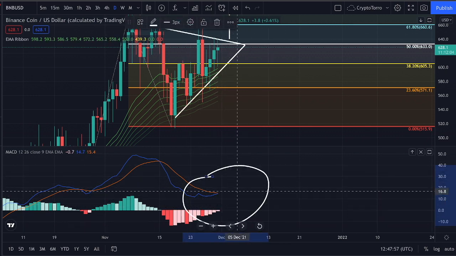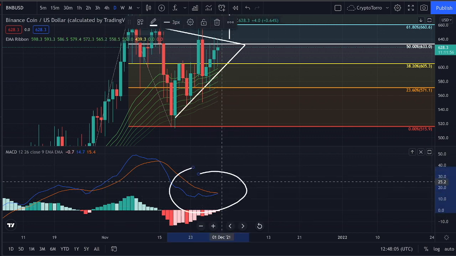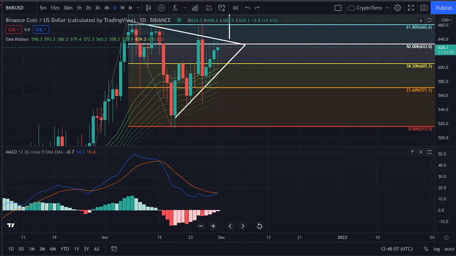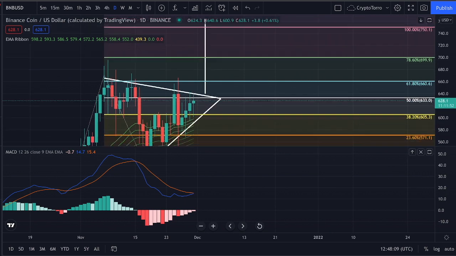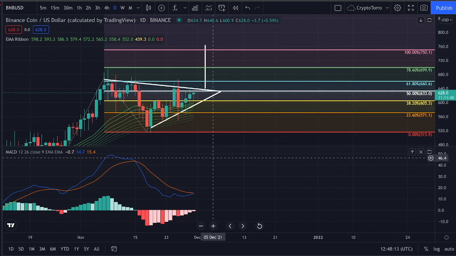And as well, what I think is absolutely good to know is that we are heading towards a crossover on the daily time frame, and this is showing us that we could expect a major movement towards the upside, and that is exactly what this triangle is showing us as well, that we could be heading towards the $750 within the upcoming 48 hours.